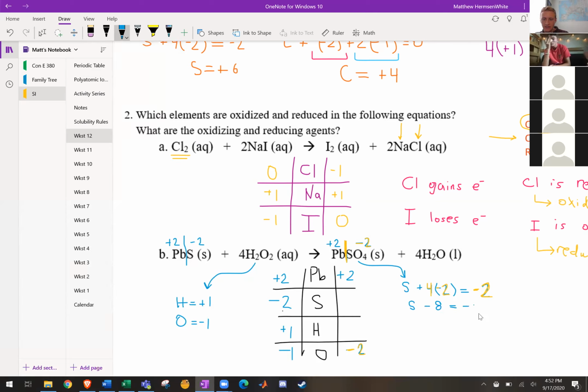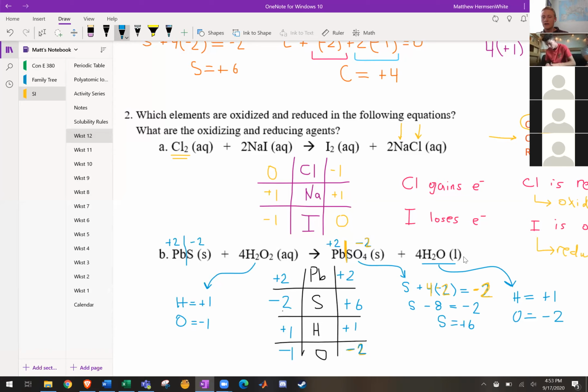It equals -2. So solving for S, that's going to be equal to +6. All right, so put +6 here. And now the last one here, H2O2, or H2O. So hydrogen, we know, is +1. Therefore, oxygen is equal to -2. So +1 here, and the -2 fits in perfectly.